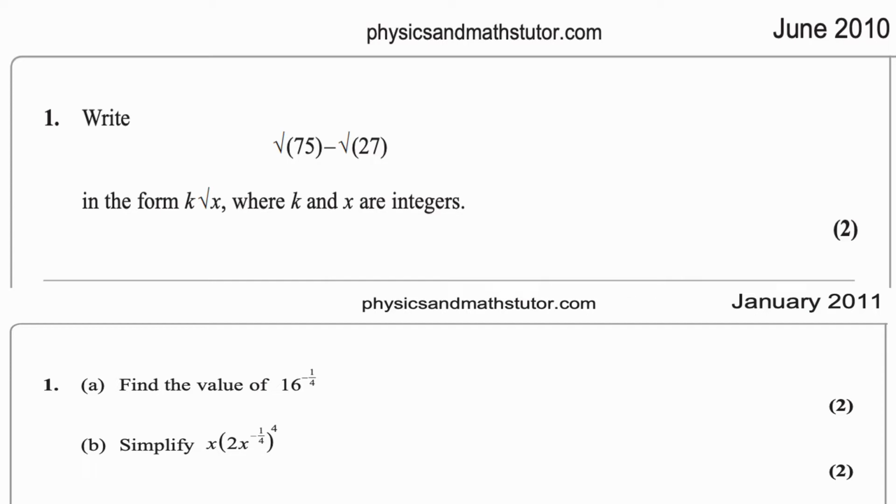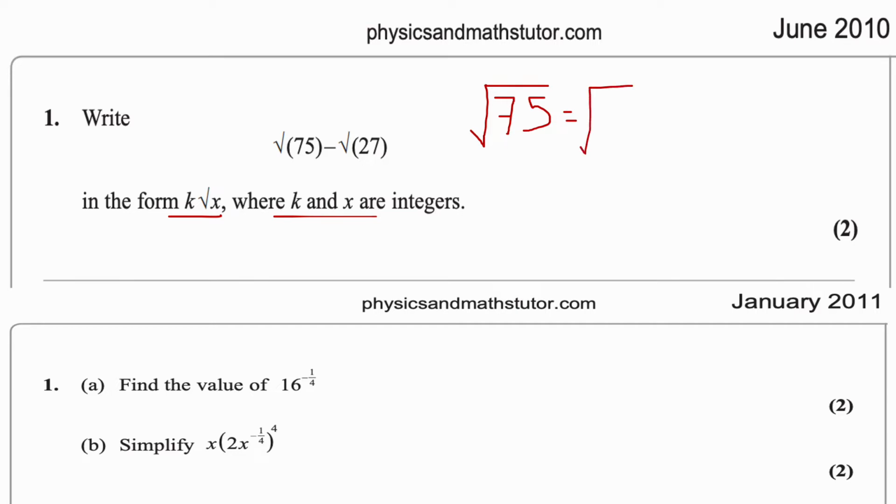This is question number 1. Write root 75 minus root 27 in the form k root x, where k and x are integers. So it's simplifying surds. So I can write root 75, guys, as root 25 times root 3.